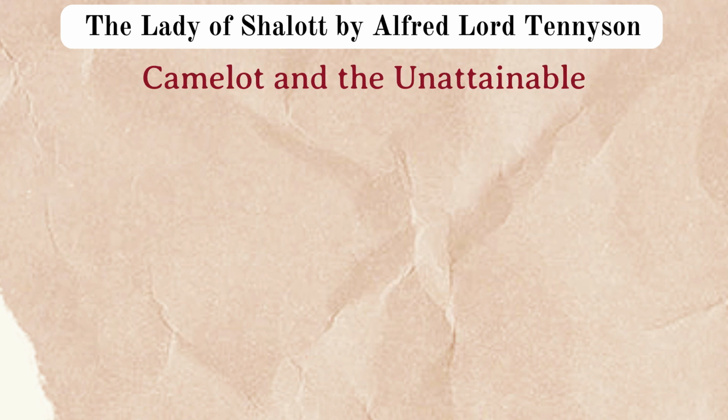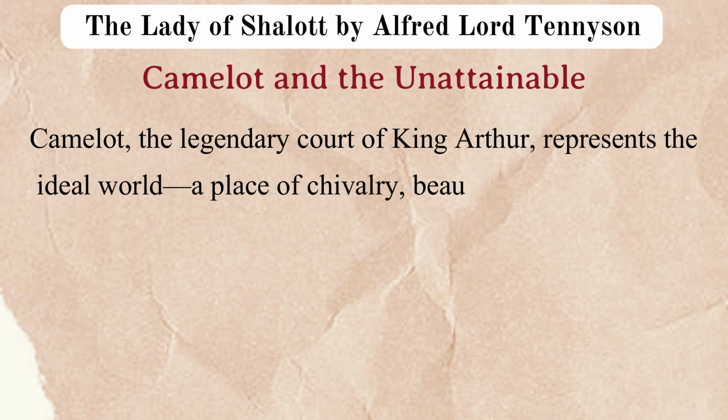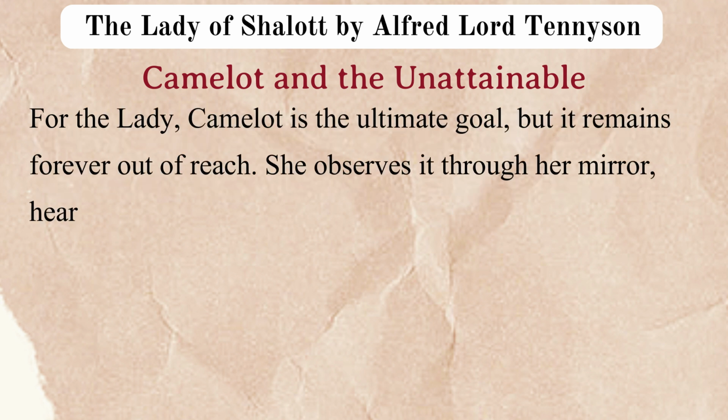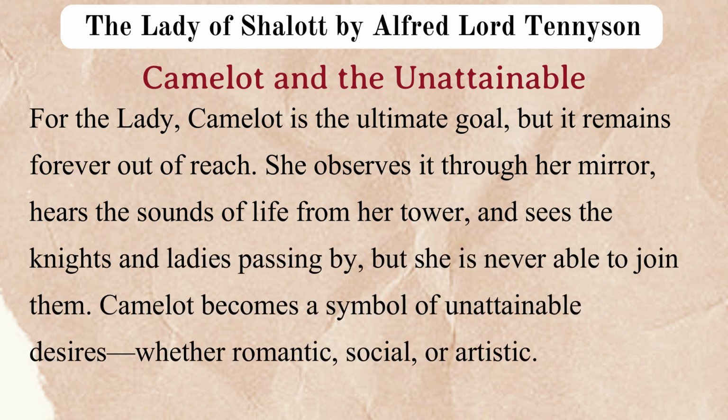Camelot and the unattainable. Camelot, the legendary court of King Arthur, represents the ideal world, a place of chivalry, beauty, and grandeur. For the lady, Camelot is the ultimate goal, but it remains forever out of reach. She observes it through her mirror, hears the sounds of life from her tower, and sees the knights and ladies passing by, but she is never able to join them. Camelot becomes a symbol of unattainable desires, whether romantic, social, or artistic.